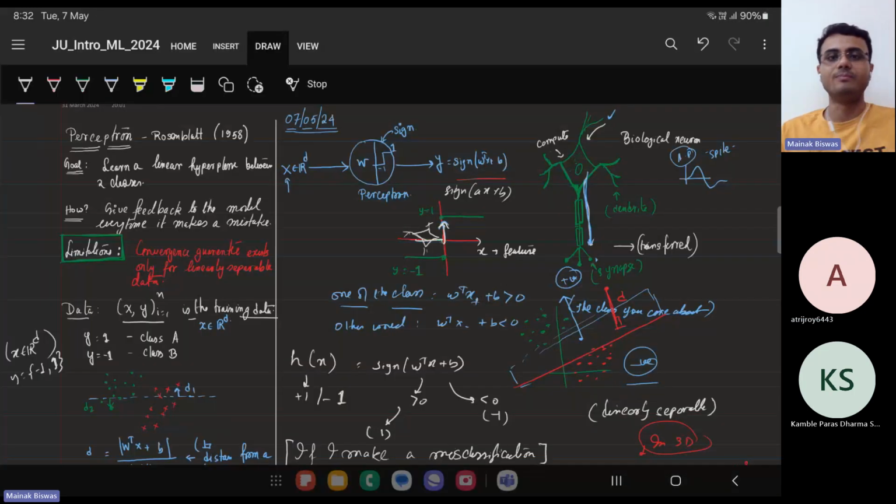So therefore neural networks are seen to model different regions of the brain, like CNNs and all look like the visual cortex and so on.